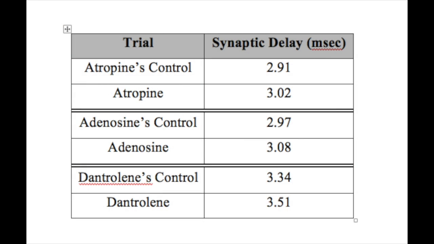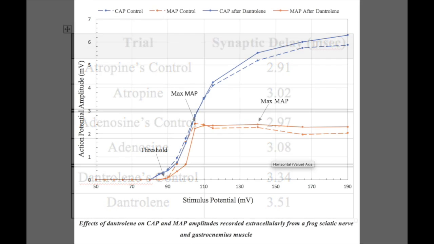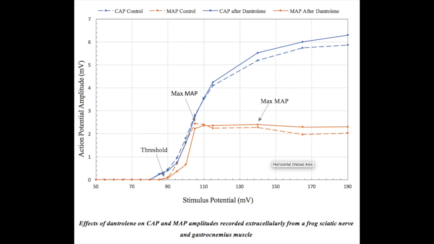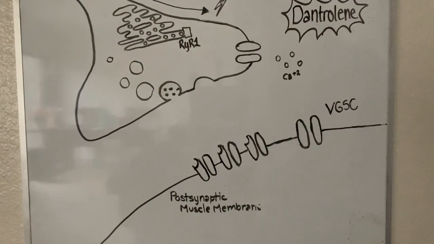However, our results show the synaptic delay increased from 3.34 milliseconds to 3.51 milliseconds, while the amplitude of the maximum MAP decreased from 2.445 millivolts to 2.405 millivolts. The slight decrease in MAP amplitude can be explained by the muscle's contact with the recording electrodes changing. Since the muscle twitches during each contraction, it shifts around on the nerve chamber, which could cause a slight change in reading. However, the increase in synaptic delay must be explained another way.